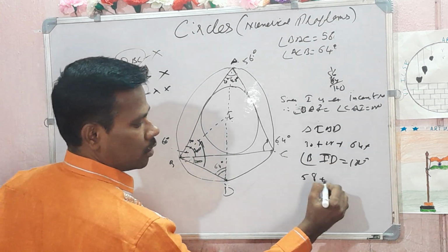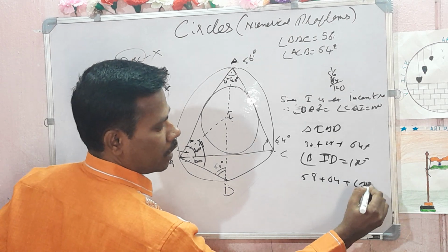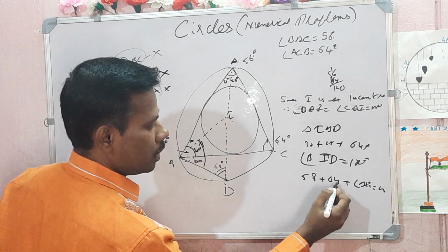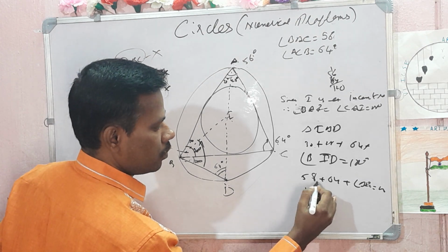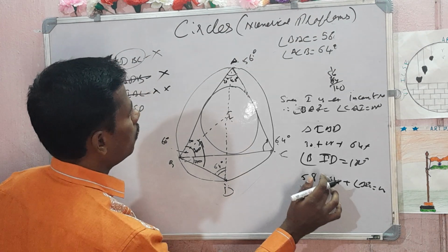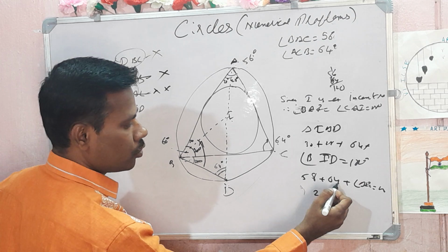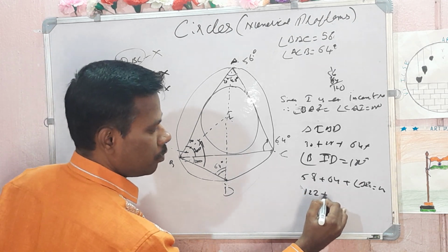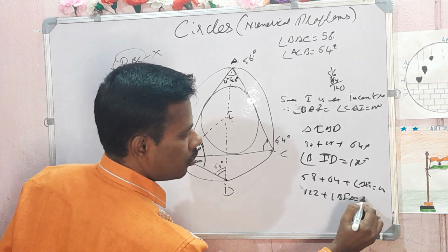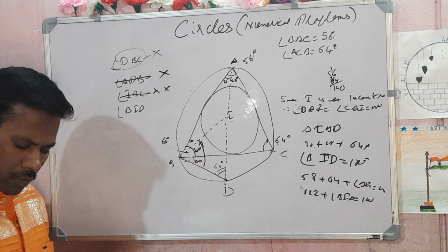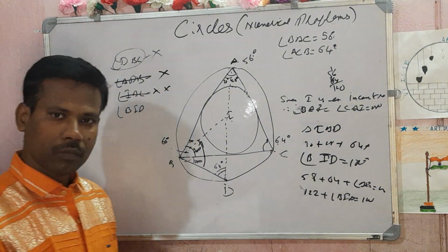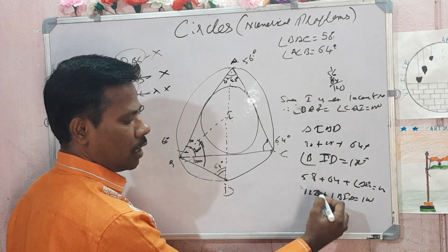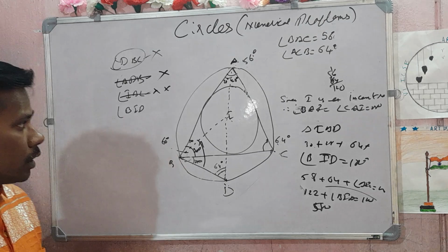So 58 plus 64 plus angle BID is equal to 180. So this is how much? 8 plus 4 is 12. 5 plus 7 is 12. 122 plus angle BID is equal to 180 degrees. From this, calculate the value of x. What is the value of x? You simplify this, you will get 58 degrees. Transpose this one, 180 minus 122 is 58 degrees.